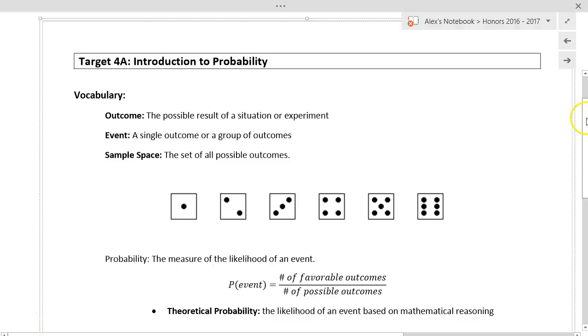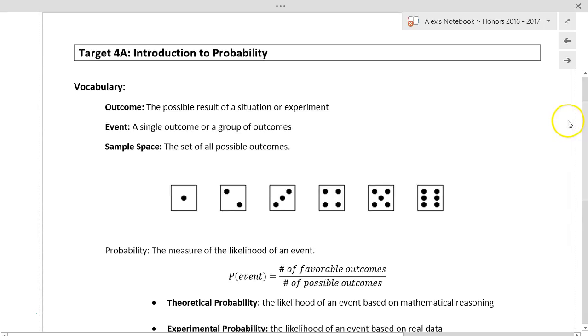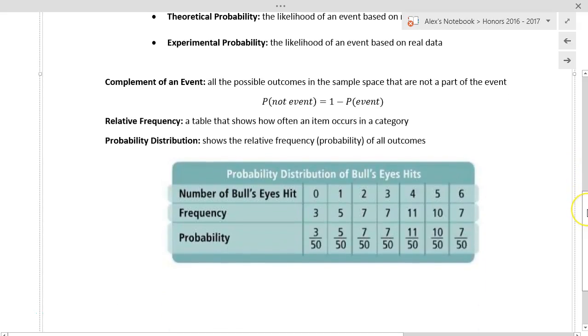Alright guys, today we're finishing our notes on target 4A, which is the introduction to probability. And so yesterday we talked about simple probability, and theoretical probability versus experimental probability was the big thing we touched on yesterday. To go along with this, we're now going to look at what we call a frequency table or a probability distribution.